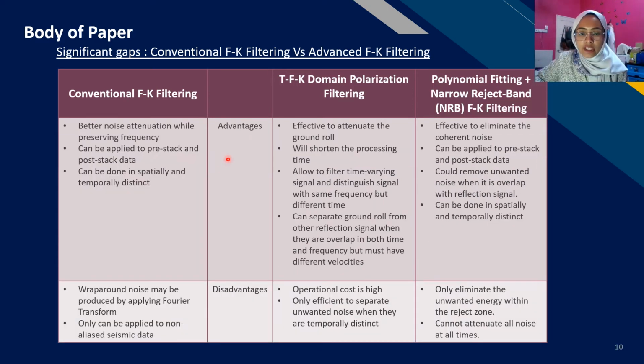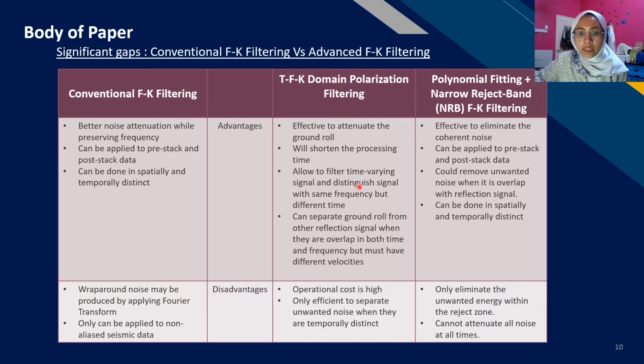Move to the advantages and disadvantages of conventional FK filtering with these two advanced methods. For the conventional FK filtering, it's better to attenuate the noise while preserving the frequency. It can be applied to pre-stack and post-stack data, and it can be done in spatially and temporally distinct. While for the TFK domain polarization filtering, it is effective to attenuate the ground roll. The process also will shorten the time.